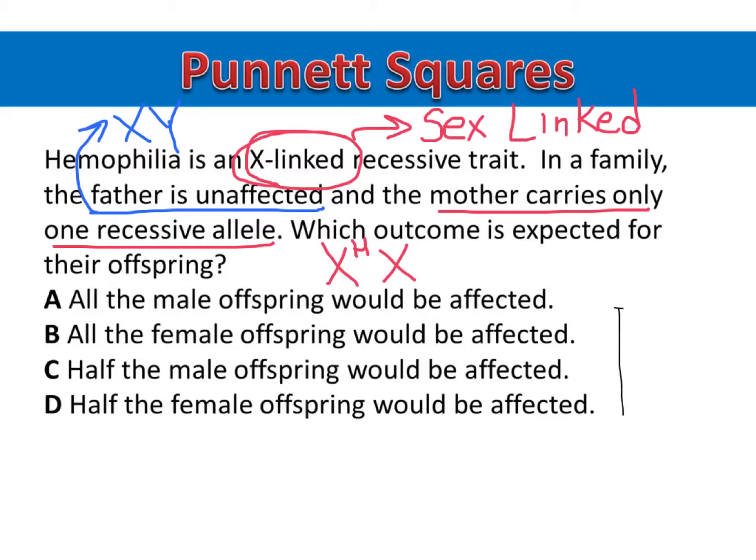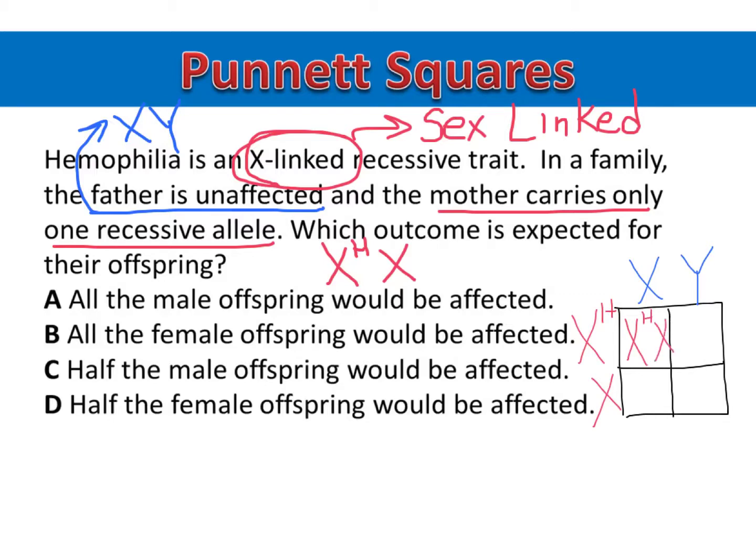So let's make a Punnett square to make sure that you really understand what's happening. We'll put the father across the top and the mother, which is a carrier, down the side. And we'll fill it in.